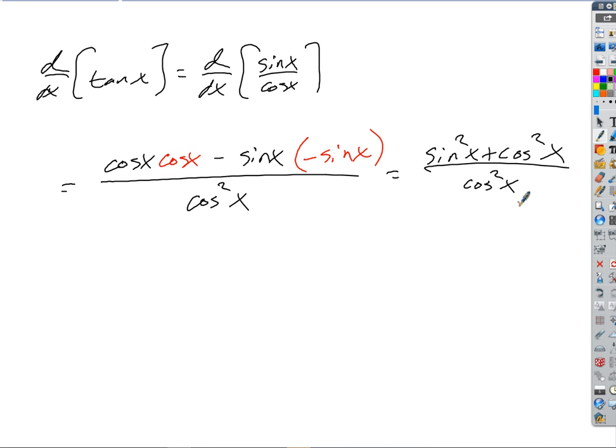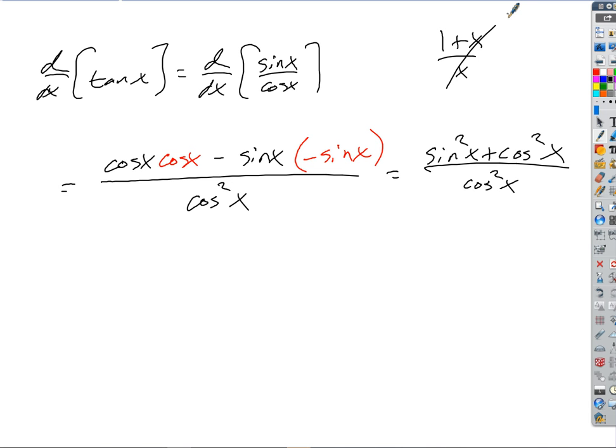Okay, so does anybody say the cosine squared cancels? No, they don't. I can't do that because this is a sum. That'd be like saying 1 plus x over x is 1, but it's not. I can't do that, right?